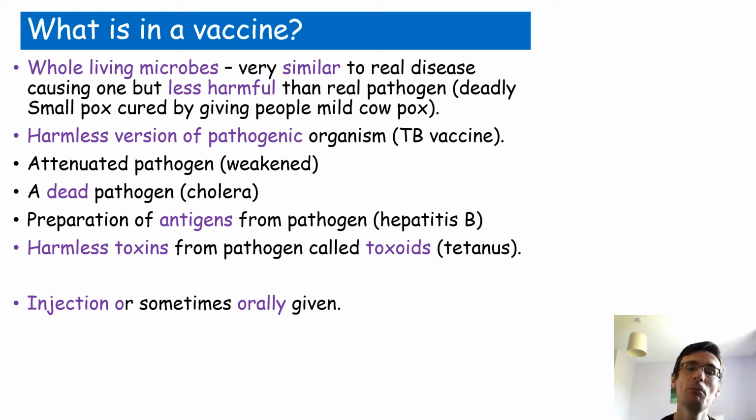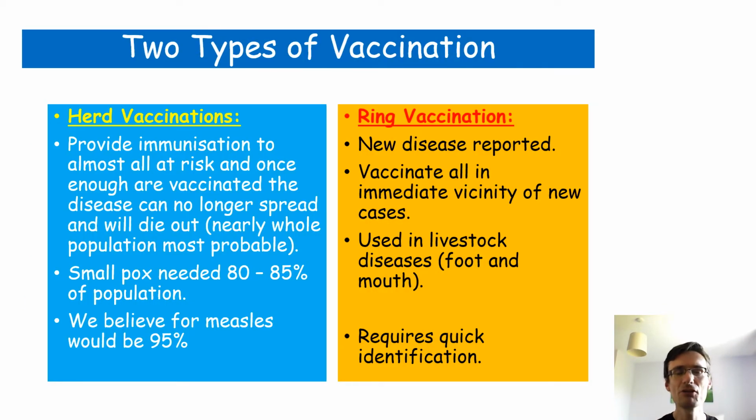It could be a harmless version of the pathogen, which we can inject ourselves with. It might be a weakened version, might be a dead version. It might just be the antigens taken off the pathogen, or it might be harmless toxins from the pathogen as well. And obviously they can be injected or orally given, or sometimes now breathed in through the nose, as in the flu vaccine.